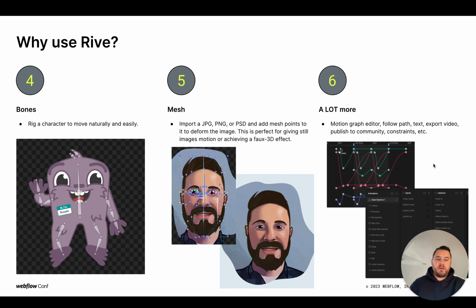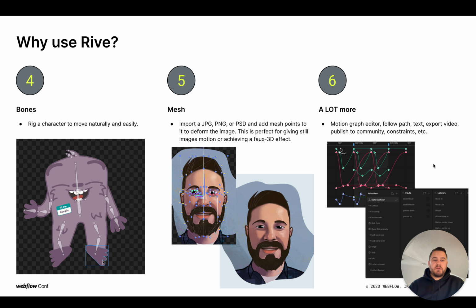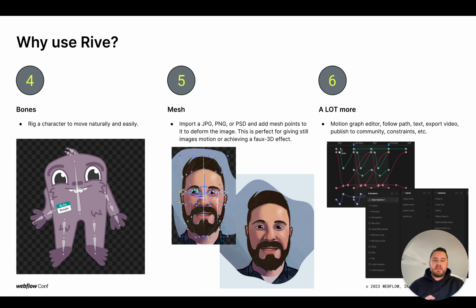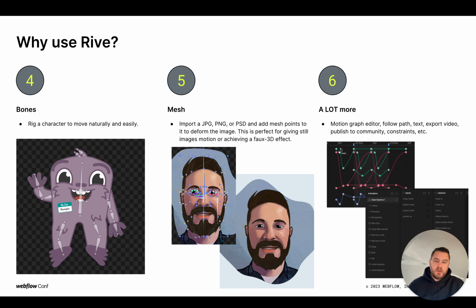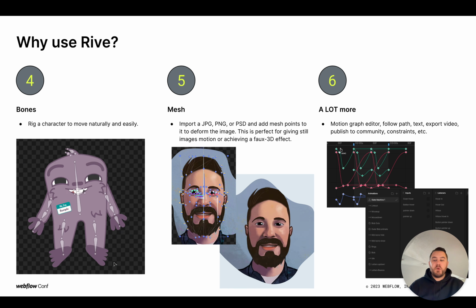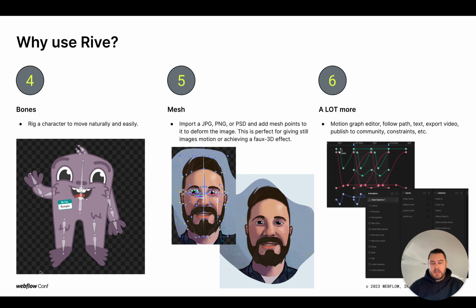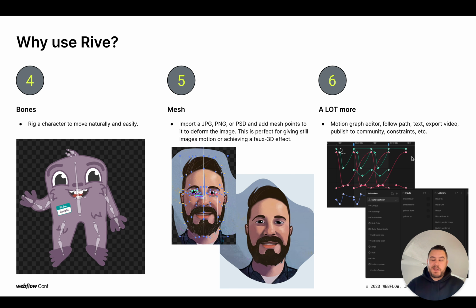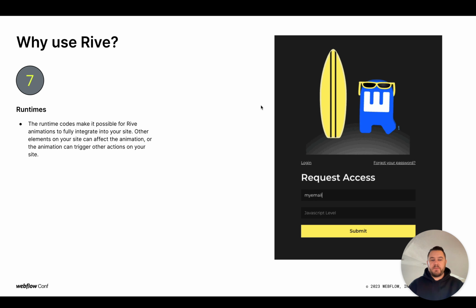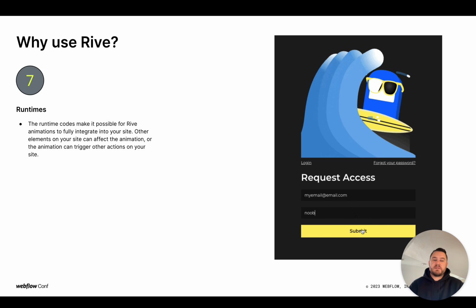You've got motion graph editor. Follow path is a newer feature. Text is a really awesome new feature. Mentioned exporting videos. There's also a really great community on Rive where you can publish your artwork and you can find published artworks that can be remixed or used on any project. And some constraints that are going to choose how elements will respond according to the movement of another element. And then, of course, the big one is the run times. And so that's what really allows you to integrate your animation into something else like a website or an app.